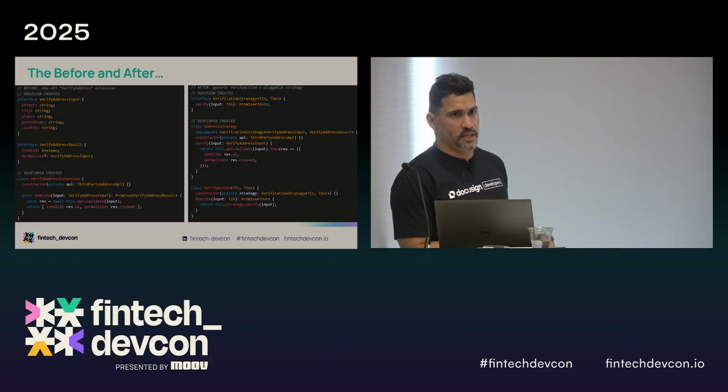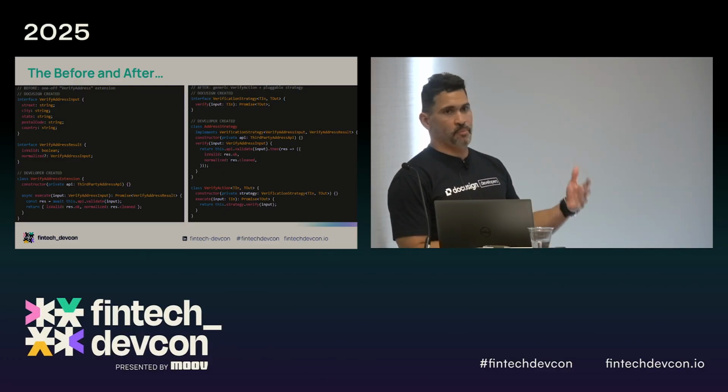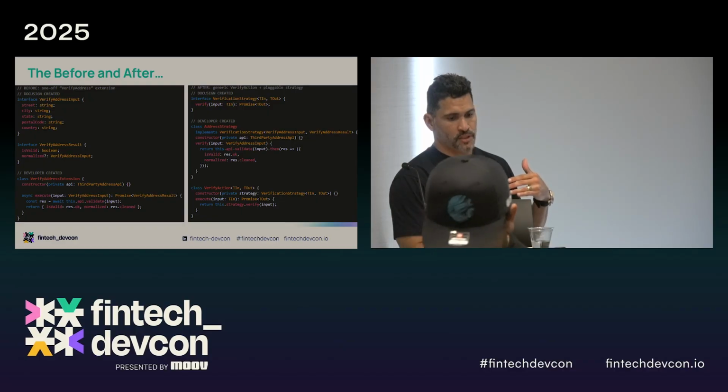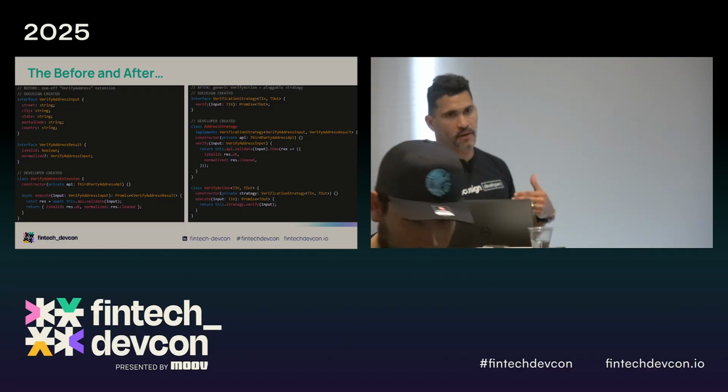So if it was an integration with USPS, they would make the API call to USPS, handle those inputs, translate it to our outputs, and then give that result back to us.